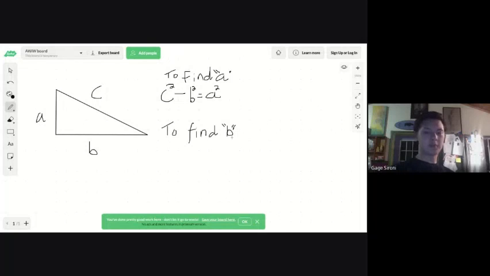And then in order to find B, if A is your known side length, it's going to be c squared minus a squared equals b squared. The main difference between these formulas and the normal Pythagorean formula is we're doing c minus another value instead of adding a and b together. These are the formulas you're going to need for your work for Friday.